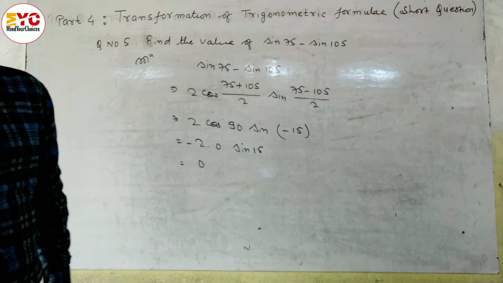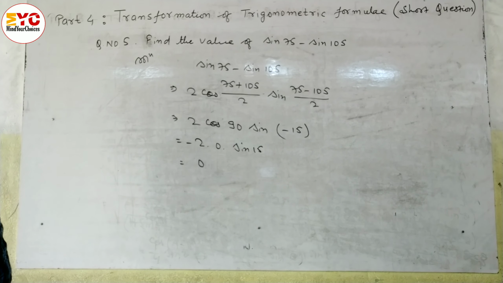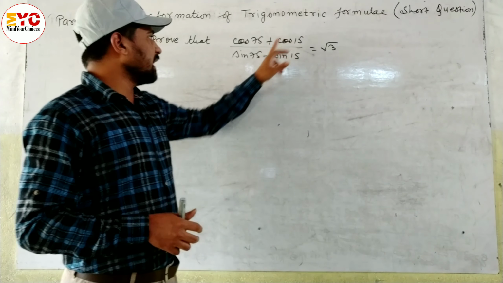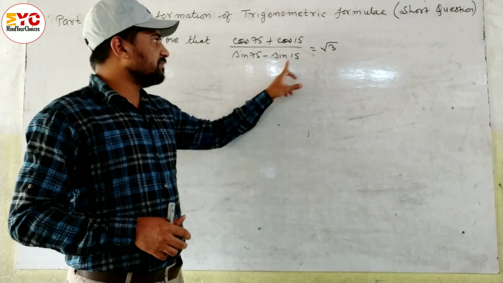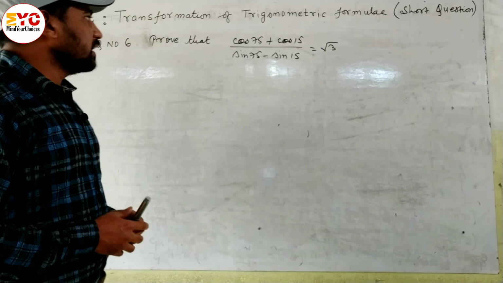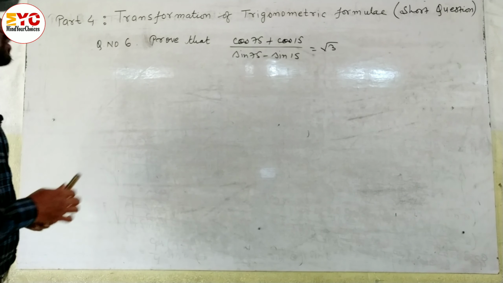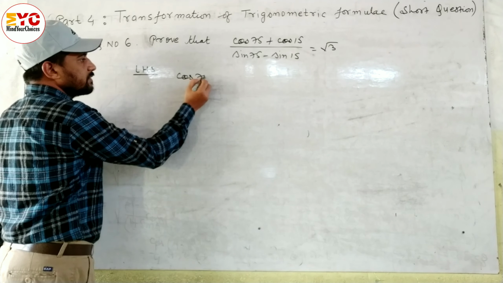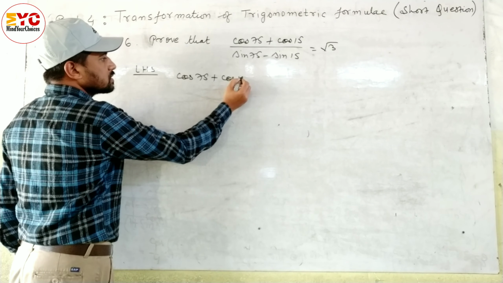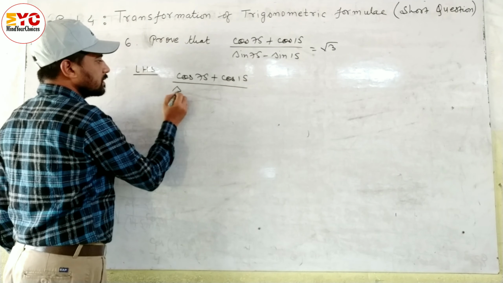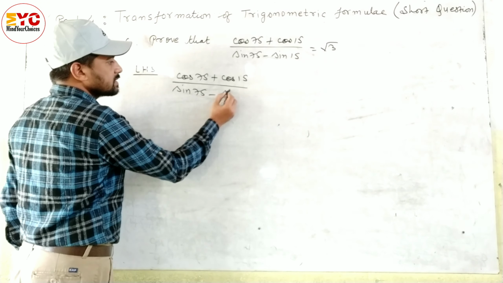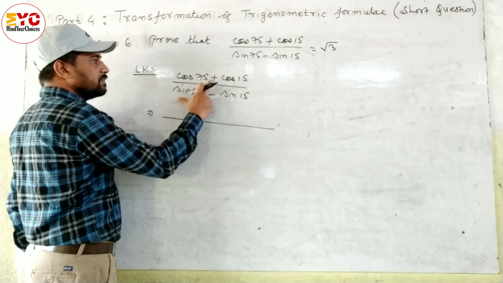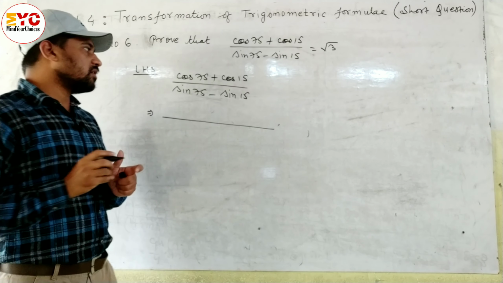Now look at question number 6. The question number 6 is, prove that (cos 75 plus cos 15) by (sine 75 minus sine 15) is equal to root under 3. We have to prove cos 75 plus cos 15. Okay, take LHS here. The LHS is cos 75 plus cos 15 by sine 75 minus sine 15. You can see this is in the form of cos c plus cos d, and we can use the formula of cos c plus cos d.